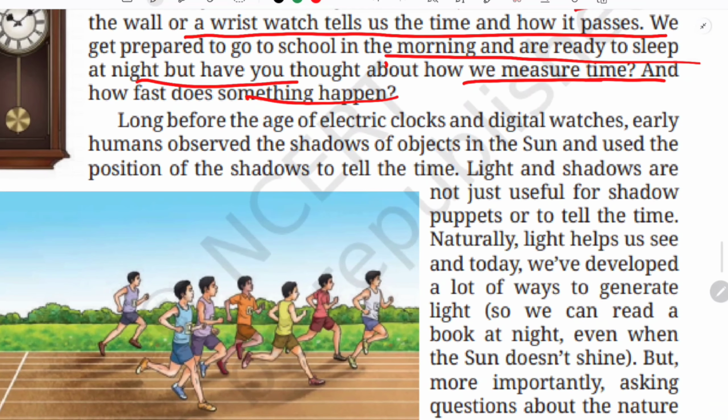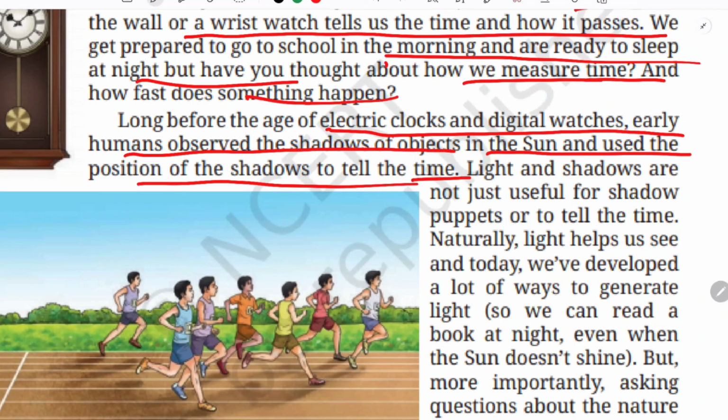Long before the age of electric clocks and digital watches, early humans observed the shadow of an object in the sun and used the position of the shadow to tell the time. So before the invention of electric clocks and digital watches, what did early humans used to do? They used to observe the shadows on the ground, shadows formed by the sun, and they used to see the positions of the shadow and tell the time.